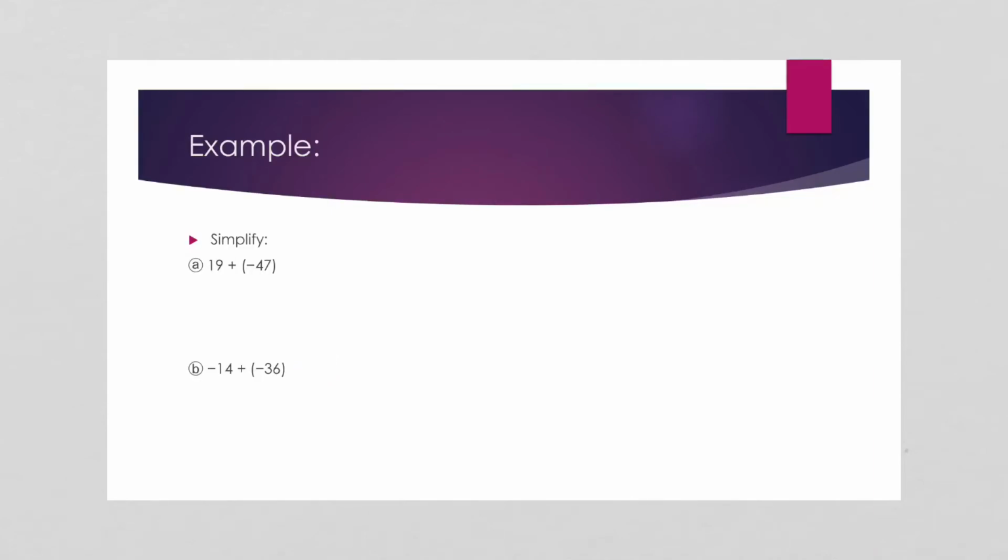Okay, so take a look at part A here, 19 plus -47. When signs are different, you subtract the numbers and you keep the sign of the number that is bigger. So because 47 is a bigger number than 19, I know my answer will be negative. Now off to the side, I'm going to do 47 minus 19. So my answer is -28.